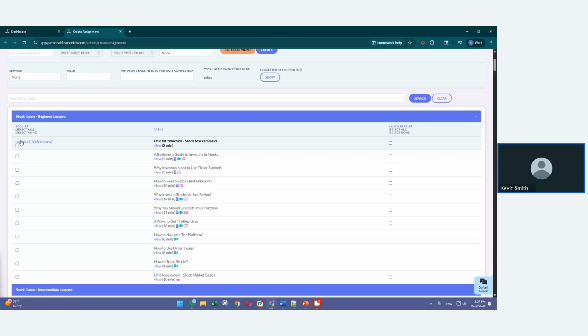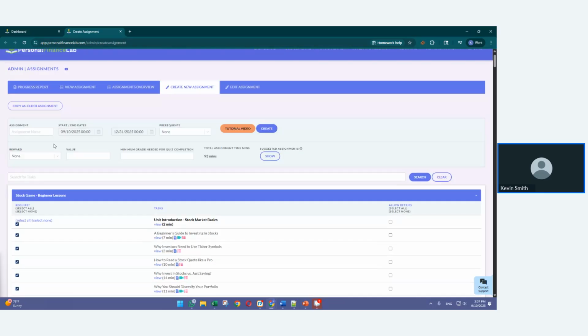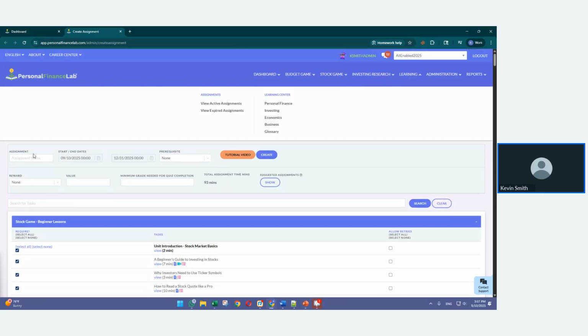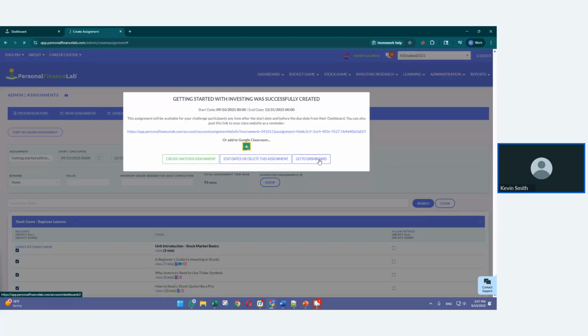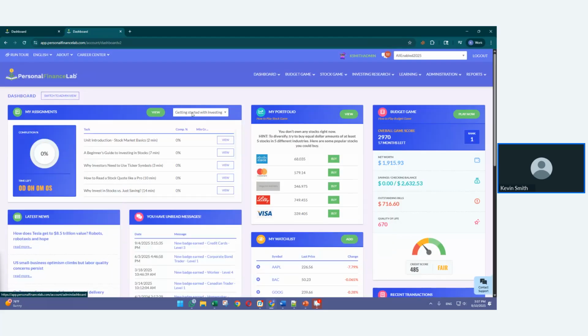So if I were to, for example, put these tasks in here and create my assignment called, what is it? Getting started with investing. I'm going to create this. And then when my students go to their dashboard, they'll see these things that I asked them to do assigned here. It shows about how much time they need to do for each one.